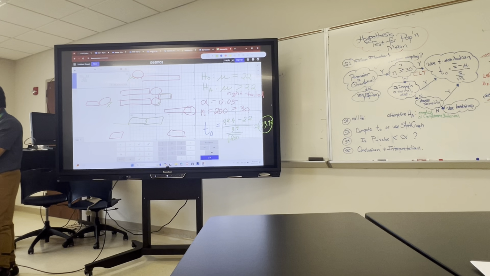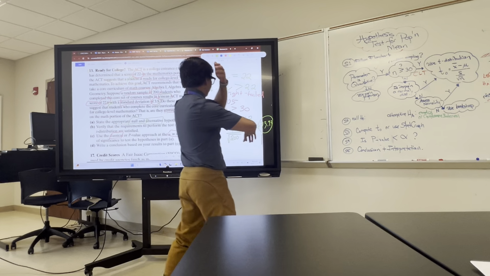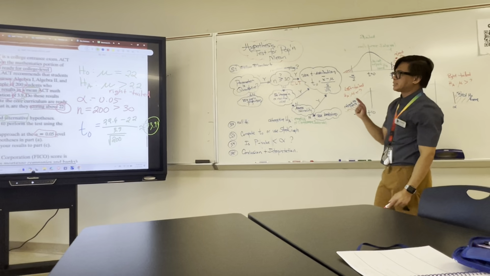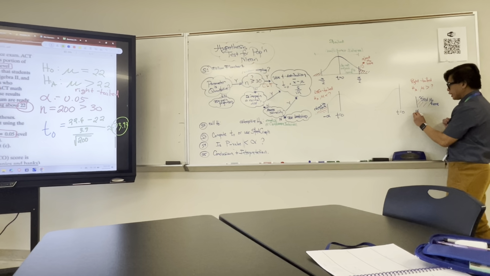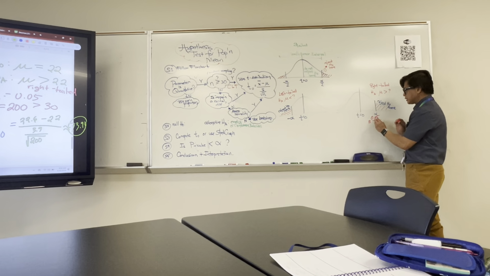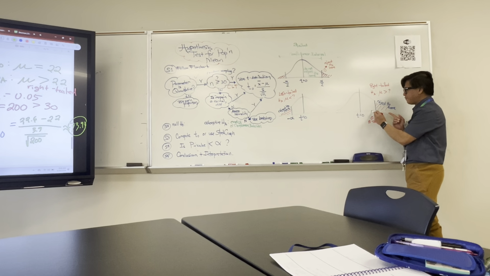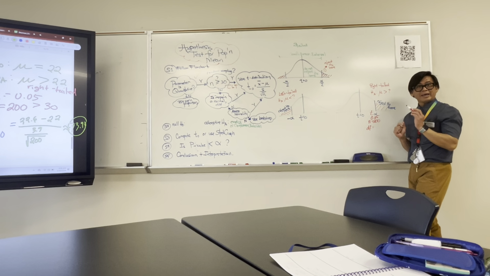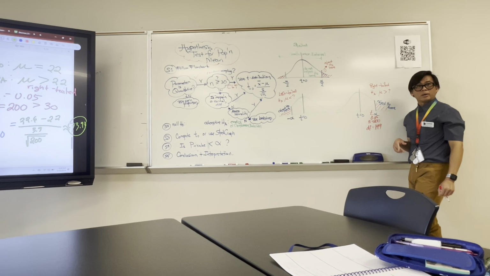Going back to the problem. What is this? A right tail test. So where's that right tail? We're going to use this. Your alpha is what? 0.05. Your n is how much? 200, very good. And if it's a t value, then we're looking for the degrees of freedom. What's the degree of freedom? That's always n minus 1, which is basically 1 less than the sample size.